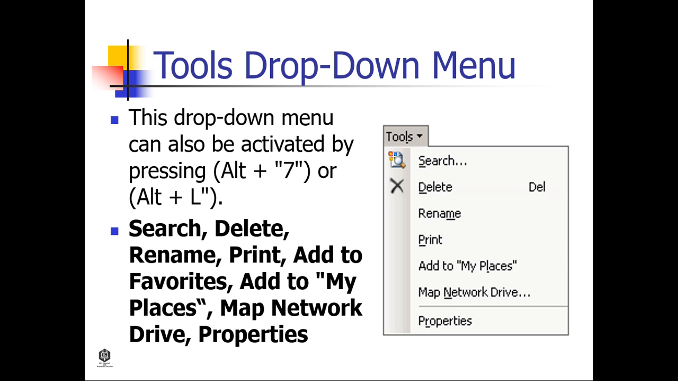How about the Tools drop-down menu? This drop-down menu can also be activated by pressing Alt-7 or Alt-L. It is followed by Search, Delete, Rename, Print, Add to Favorites, Add to My Places, Map Network Drive, and Properties.